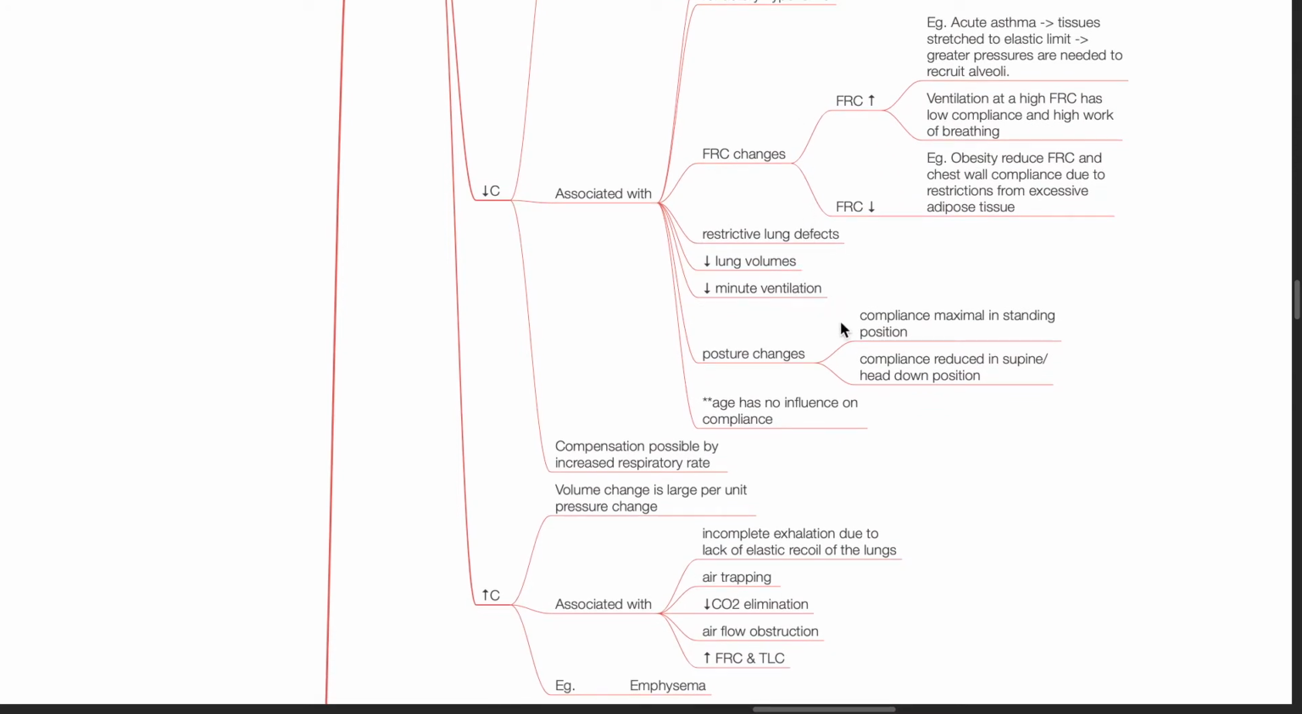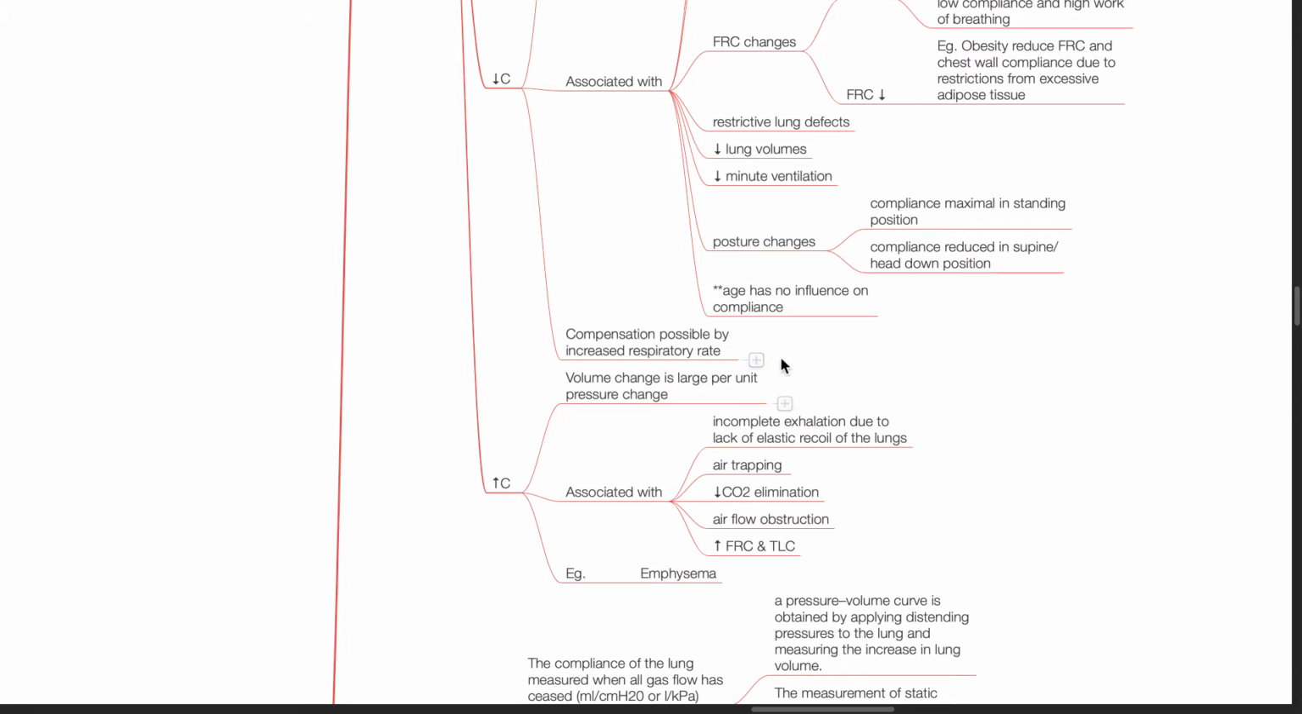Compliance is maximal in standing position and reduced in supine or head-down position. During reduced compliance, compensation is possible by increasing respiratory rate.